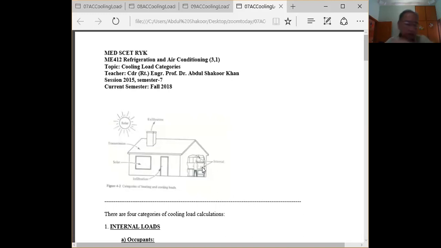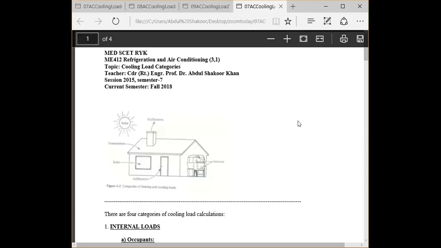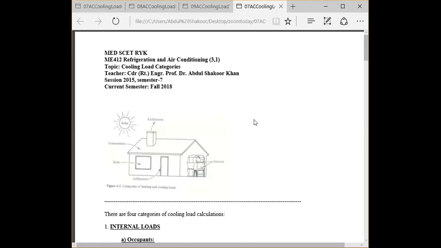And there is an inside source of heat, that is the occupants, the person itself, and other activities he is doing inside. There may be lights, fans, motors working, and some equipment working like computers, projectors, and things like that. This is what is created inside the room, because of people, lights, and equipment, and it is called internal load. So from here we define 4 categories of cooling load.